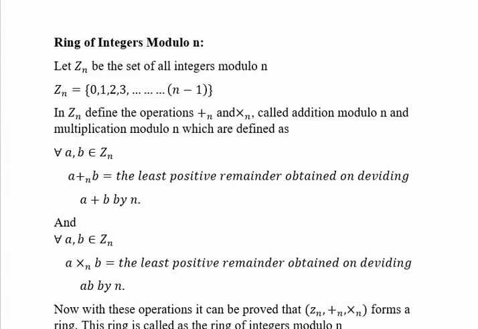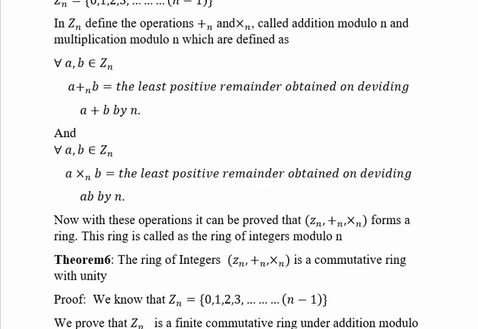Similarly, the multiplication modulo n in Zn is defined as a cross b is the least positive integer when the usual multiplication of a and b is divided by n. That is, the remainder which is obtained when the usual multiplication of a and b is divided by n. So with these two operations, let us check whether Zn forms a ring or not.